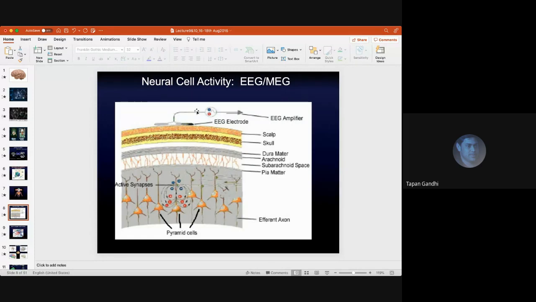You can see here we put the EEG electrode, right? And then this electrode is connected to some kind of amplifier, and then we get the signal. So there are many things happening here. So what is our objective? Our objective is to get a good quality EEG signal. So the question comes, how can you get a good quality signal?